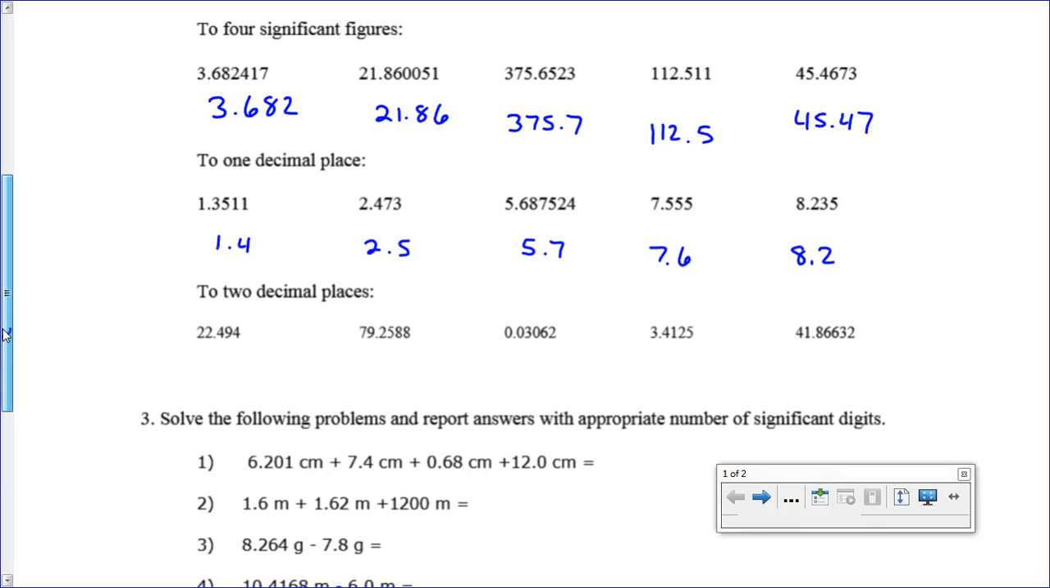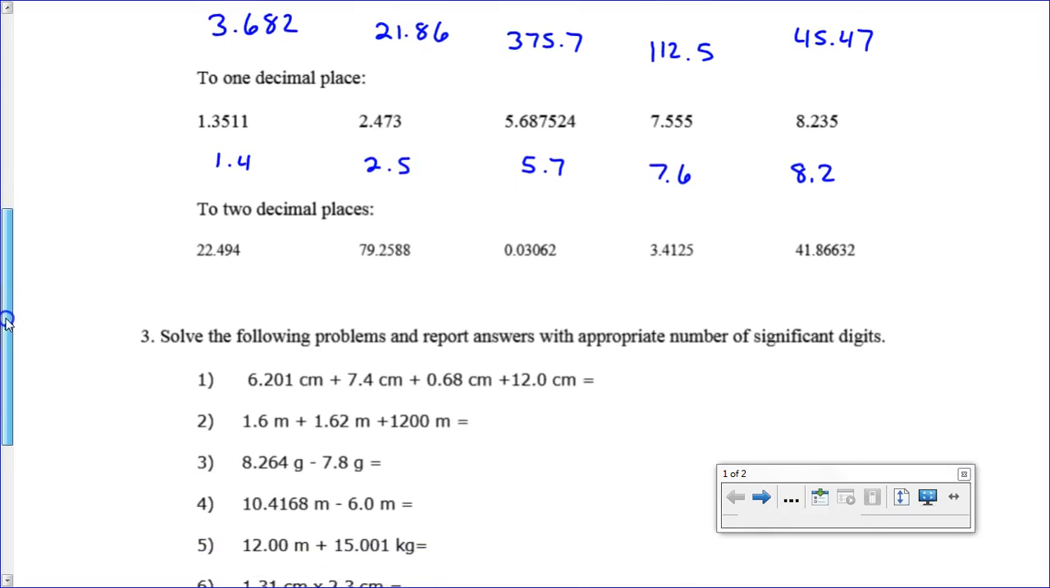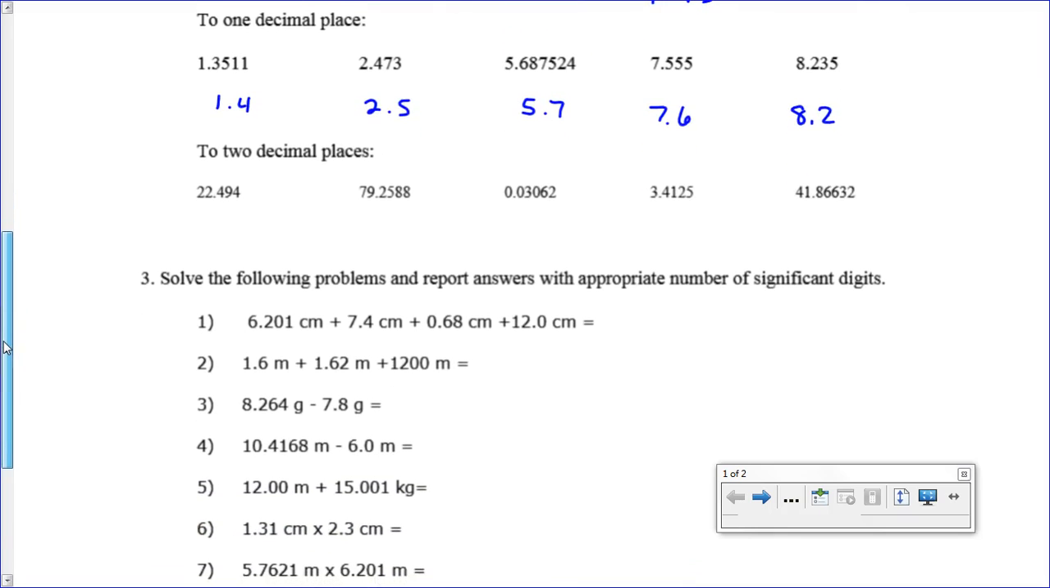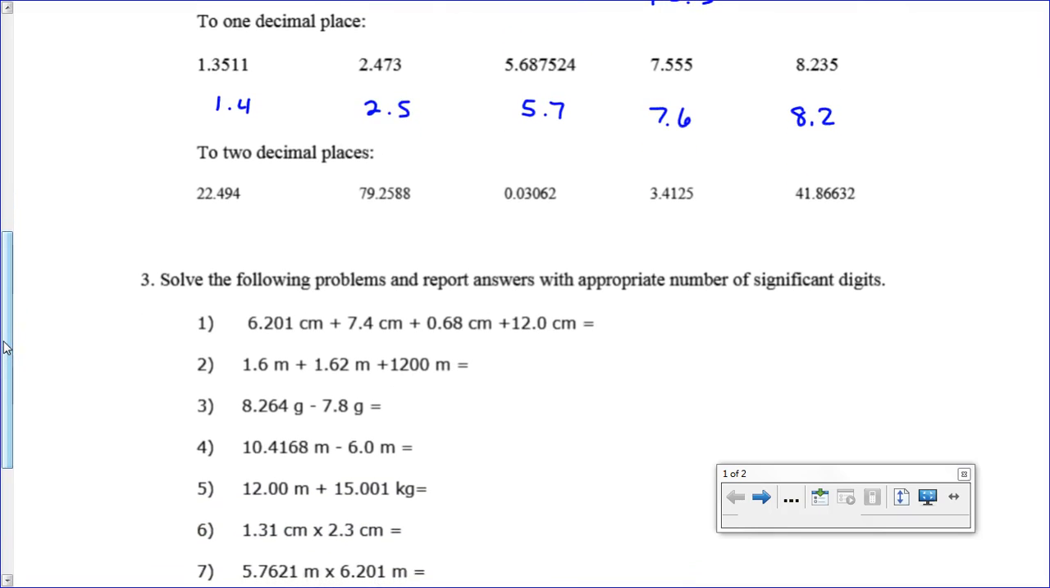This next set is very similar, except now we're talking about things that are rounded to the 100th place instead of the 10th place. So what we do is we go over, get through the 100th place, cut it off. That's a 4 afterwards, so it rounds to 22.49.